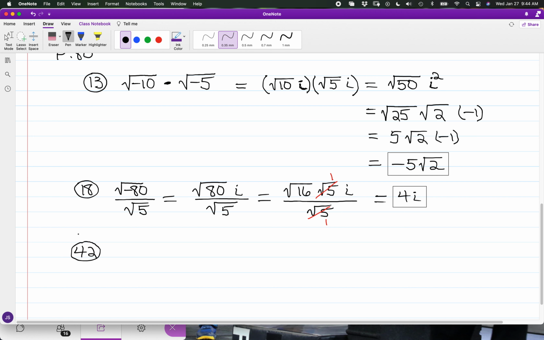Okay, now focusing once again on the standard form of a complex number, that is, the a plus bi format, for number 42 we're looking at expressing in standard form what's going to result from taking the square of 10 minus 3i. Again, for 10 minus 3i, quantity squared, you're going to have 10 minus 3i times itself.